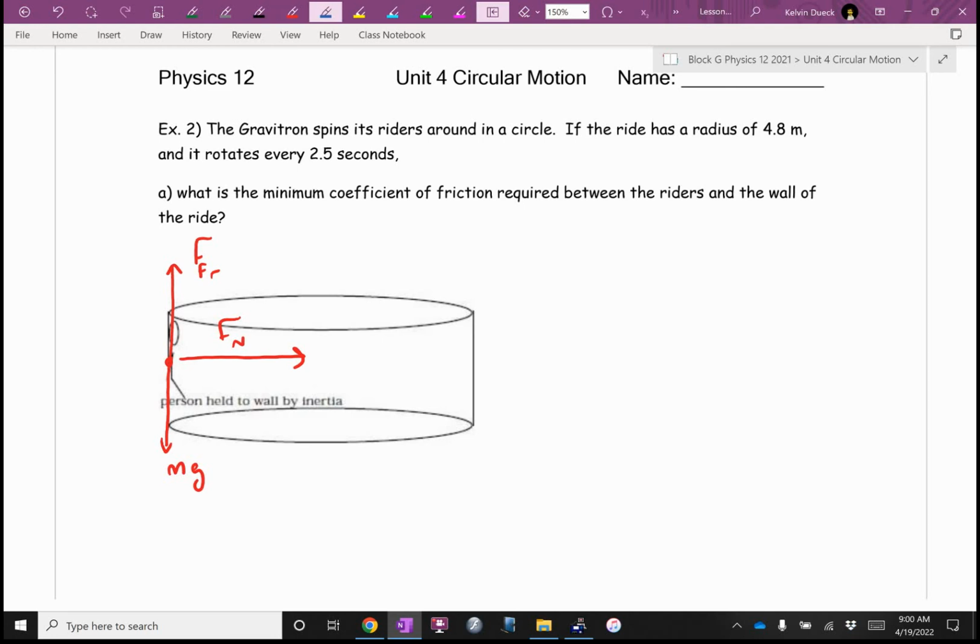So what's my equation? Okay, friction equals MAC? You're telling me that's what's pushing me in a circle? No, it's not. What's pushing me in a circle? My equation is this. Normal force is what's pushing me in a circle.